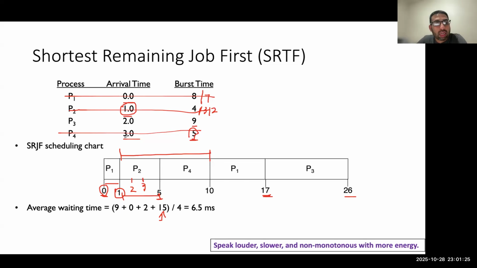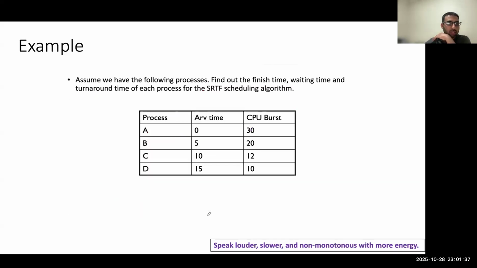And for P4, it arrived at 3 and it started running at 5, so 5 minus 3, 2, right? So you take the sum and divide by 4. So the average waiting time is 6.5 milliseconds. Any questions?